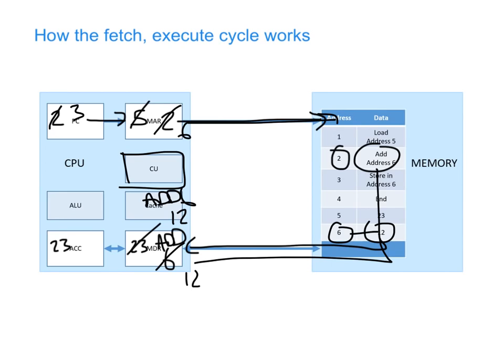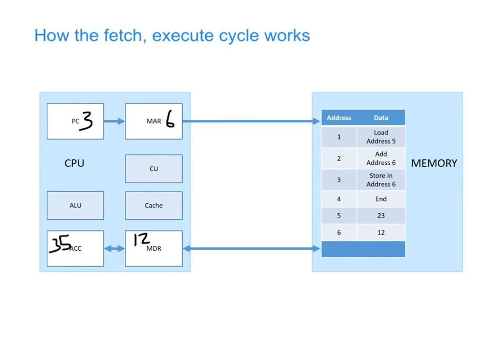So we're going to add 12 to 23. So the arithmetic logic unit performs the calculation. In this case we're going to get the answer 35, and the result is stored in the accumulator. So that's our second instruction fetched. We're now ready to move on to the third instruction.